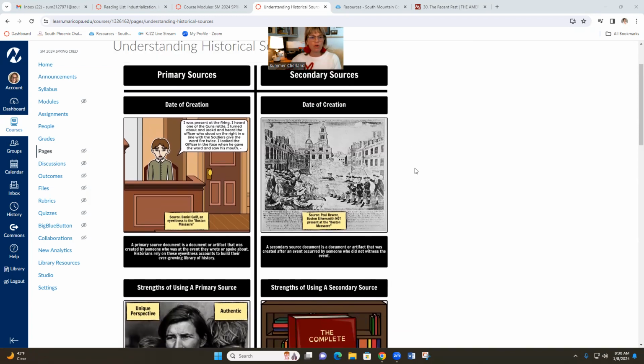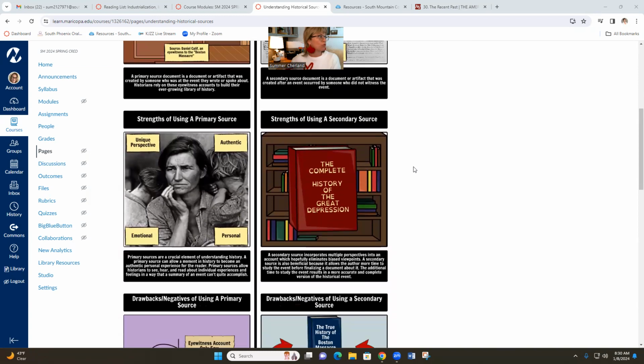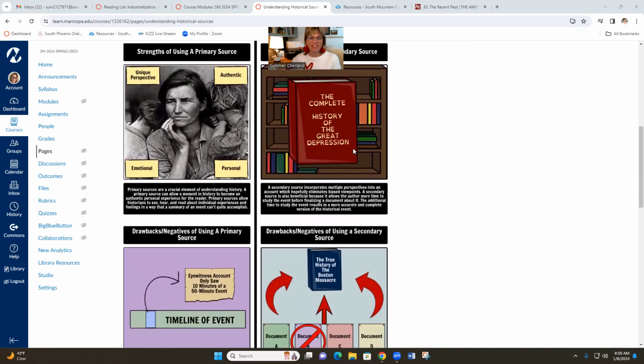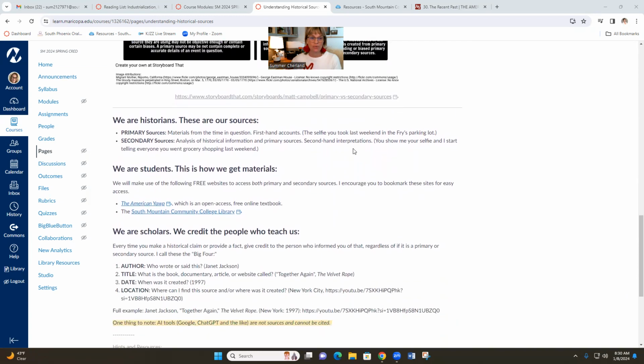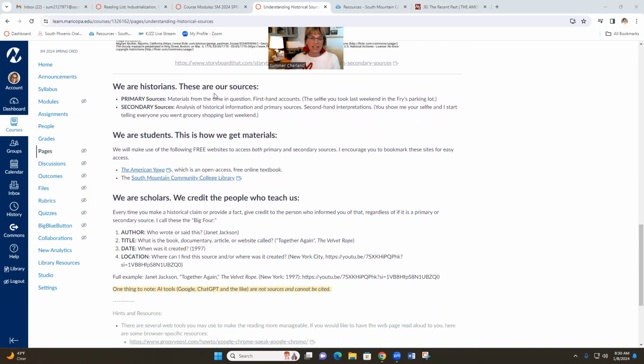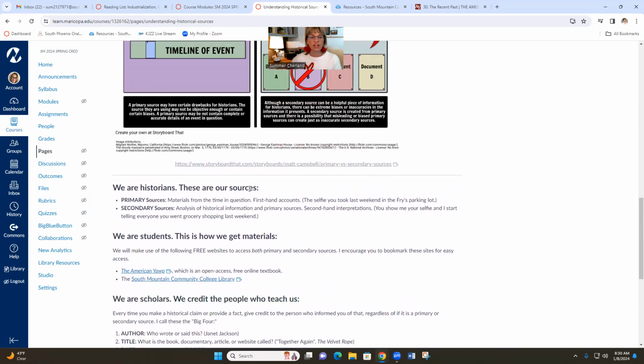So this infographic, we'll come back to it, but I just wanted you to scroll through it and take a look at all of the different kinds of sources that we might use and how we distinguish those. But these are the three statements that I want to focus on today. We are historians. These are our sources. We are students. This is how we get materials. And finally, we are scholars. We credit the people who teach us. That's what we're going to talk about today in this short video. So let's start here. We'll come back to the infographic as well.